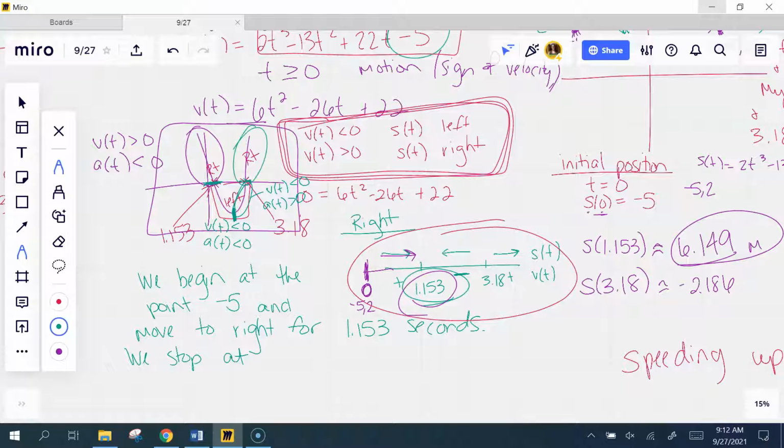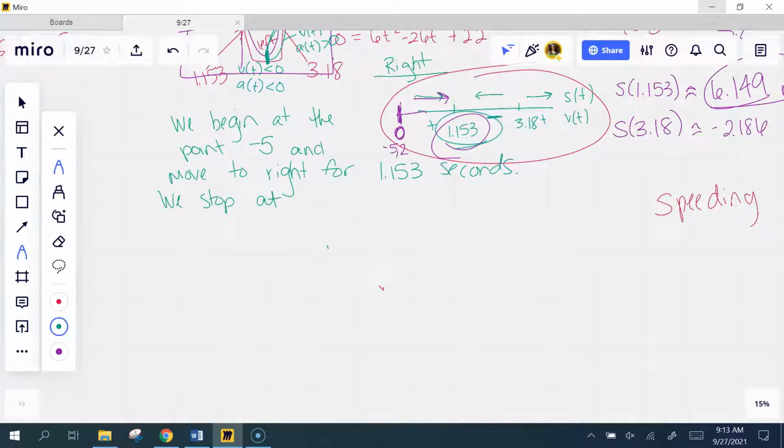All right, so this piece right here, velocity is what? Is it positive or negative? Positive. Here's the key part: when velocity and acceleration have the same sign, then your particle is speeding up. Does it make sense?